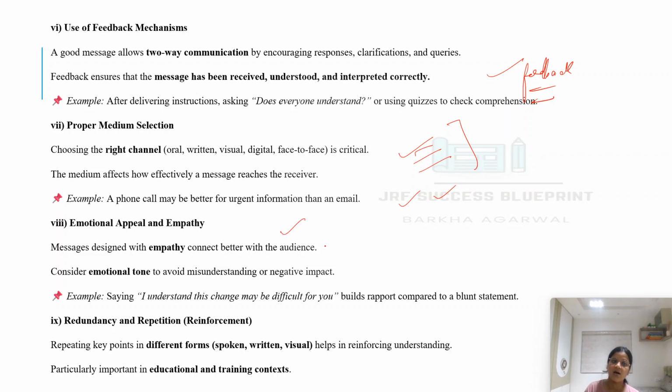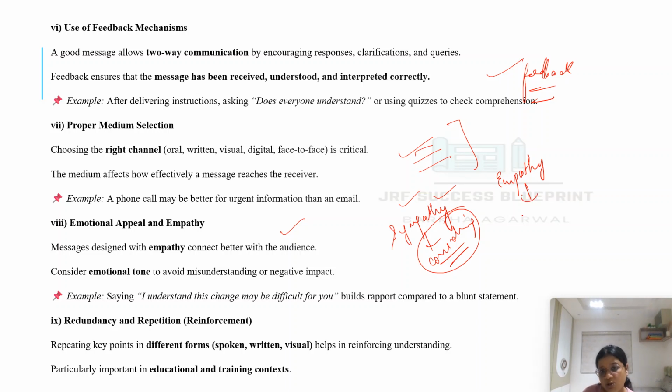Emotional appeal and empathy. There are two words: sympathy and empathy. Sympathy is consoling someone, right? Showing that I'm feeling very bad for you. People don't understand this thing. Empathy is to understand, and this is very important, to understand someone, to empathize. A message designed with empathy connects better with the audience. Consider emotional tone to avoid misunderstanding or negative impact. Saying, "I understand this change may be difficult for you," builds rapport compared to a blunt statement.